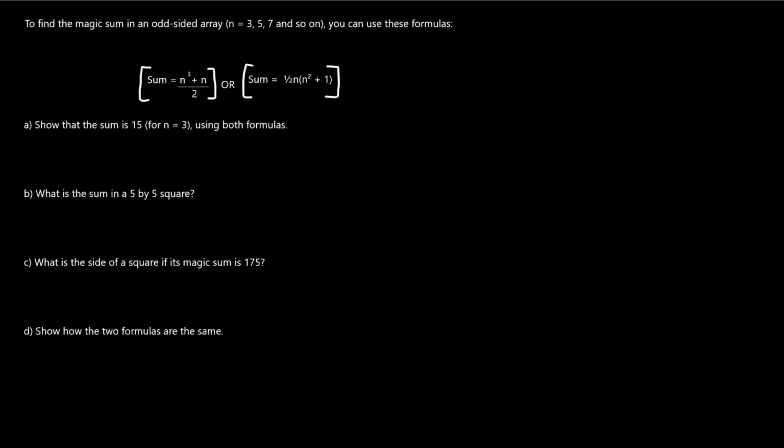So if we use our left formula first, let's use a nice color for that. Let's use this blue here for this formula. So if we say the sum is equal to 3 cubed plus 3 all over 2, that's going to equal 27 plus 3 all over 2, and that's just going to be 30 over 2, which is 15. Okay, the left formula is looking good.